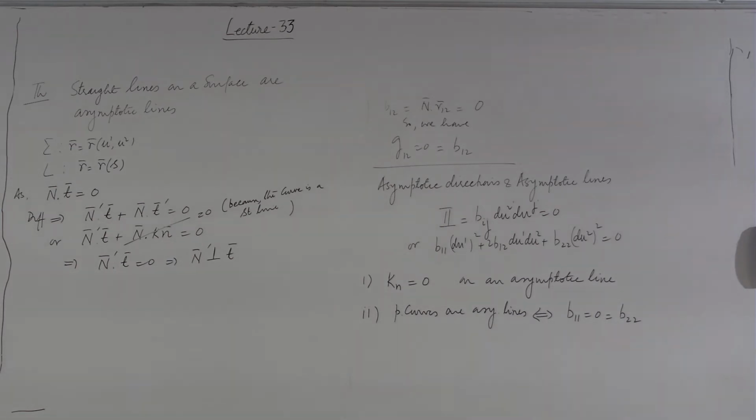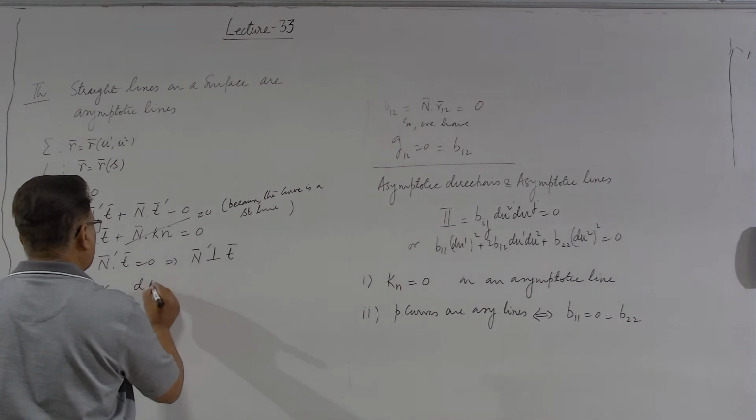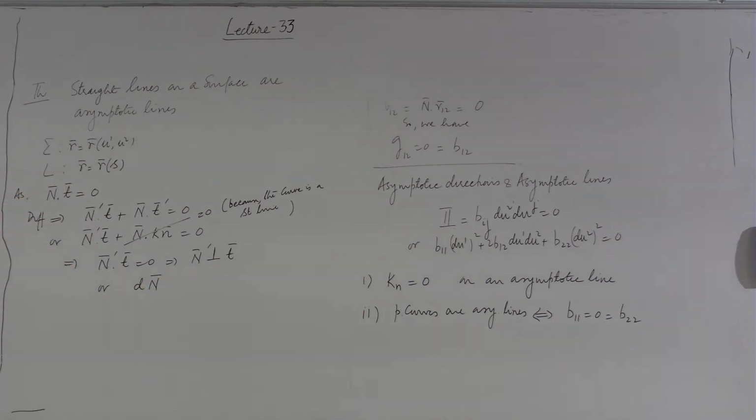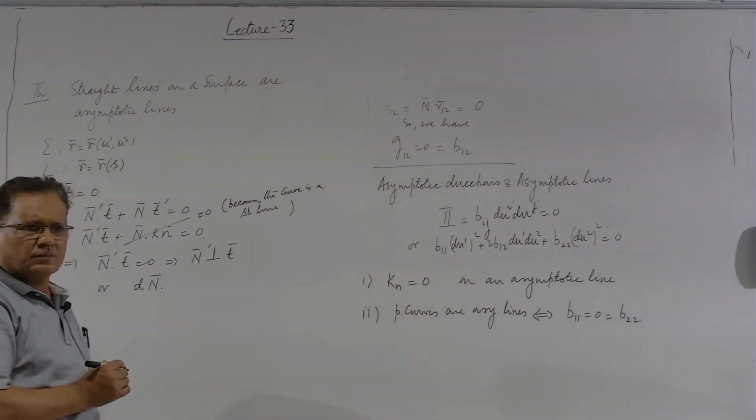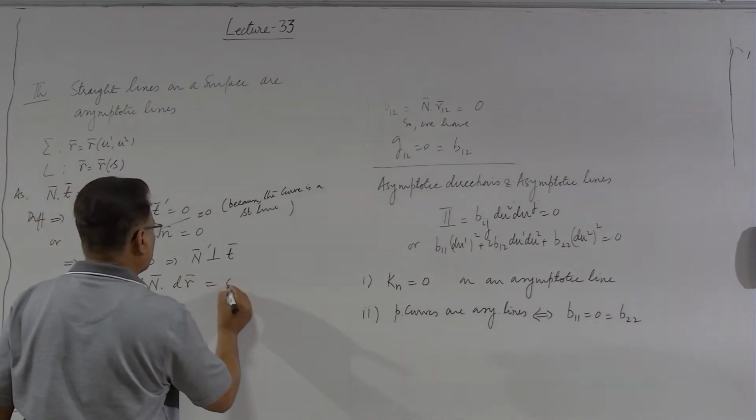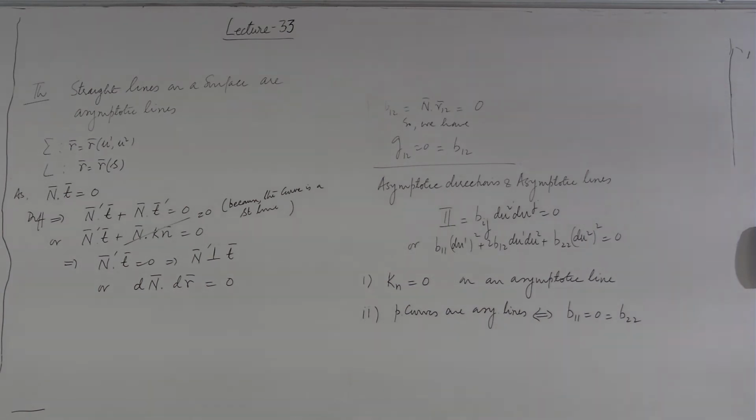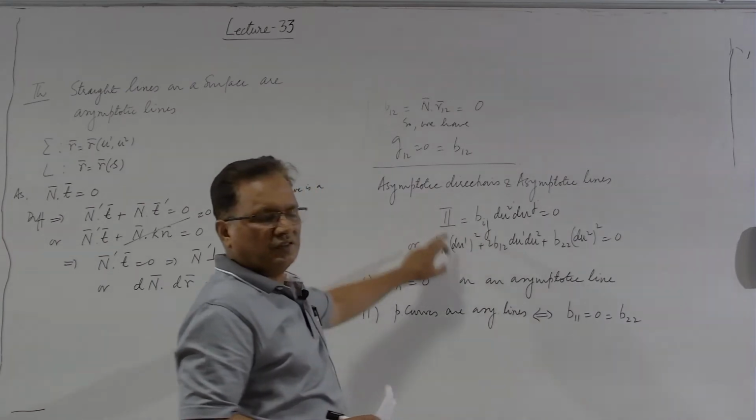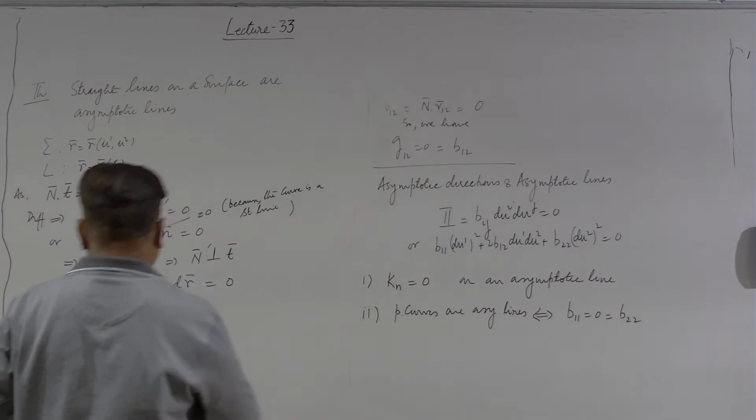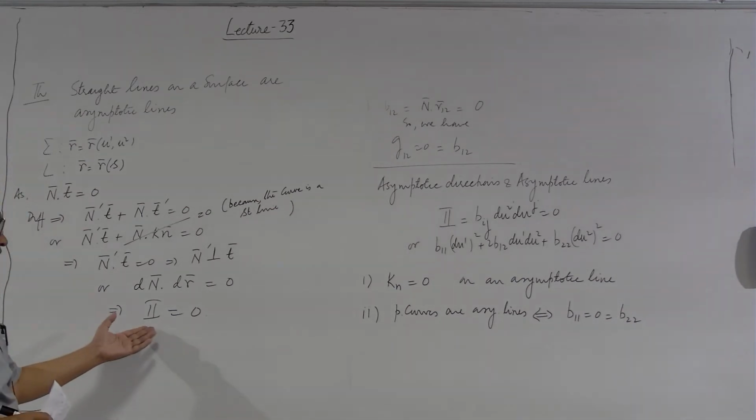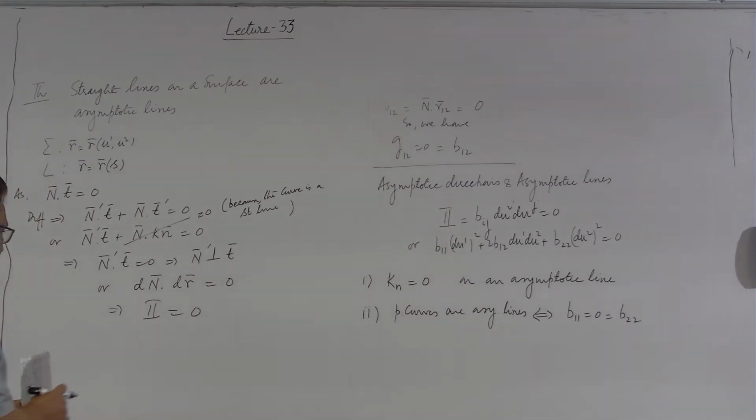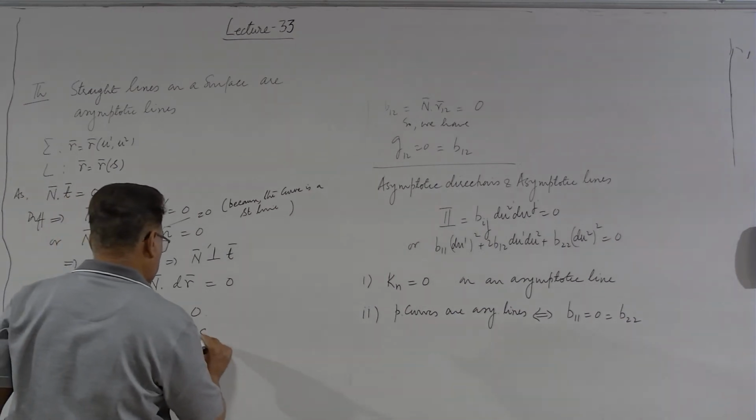Here n dash I can write down as d n. So, this means d n dot t, and t I can write down as d r, so this means d n dot d r equal to 0. If you remember, yesterday I was saying that the second fundamental form is 0 if and only if d n dot d r is 0. So, this implies the second fundamental form is 0, and if the second fundamental form is 0 along a curve, then the curve is an asymptotic line. This implies L is an asymptotic line.